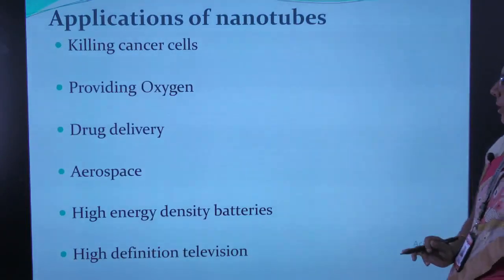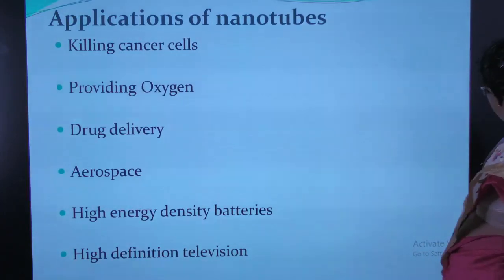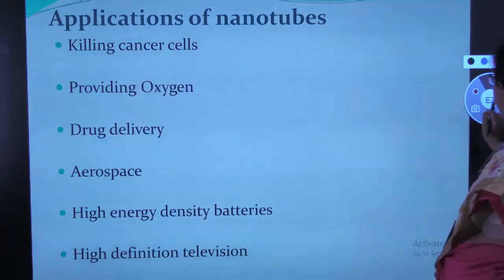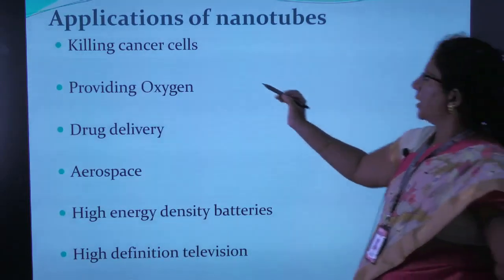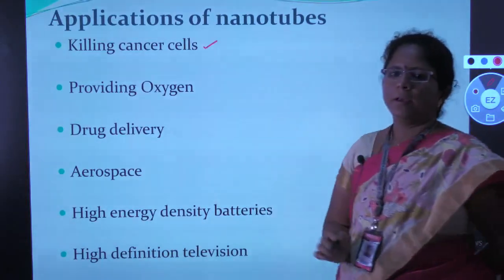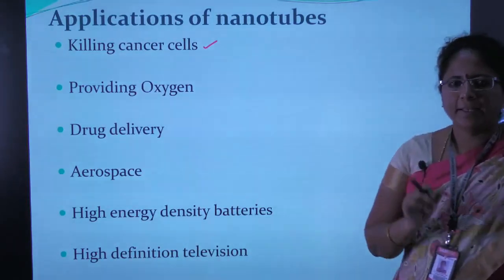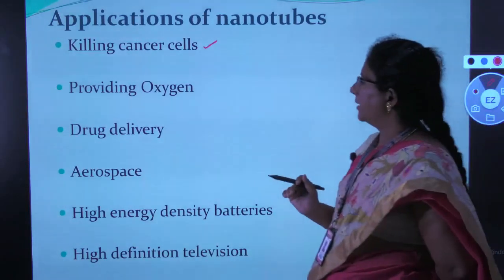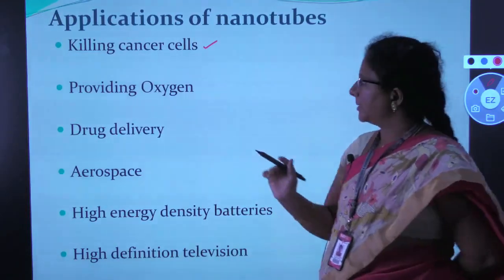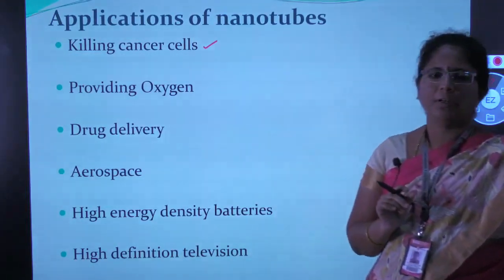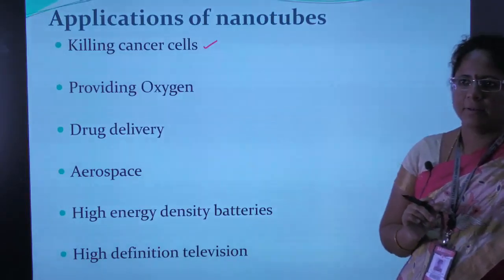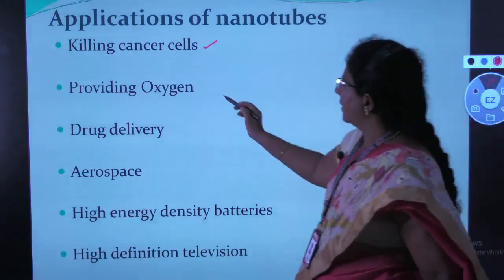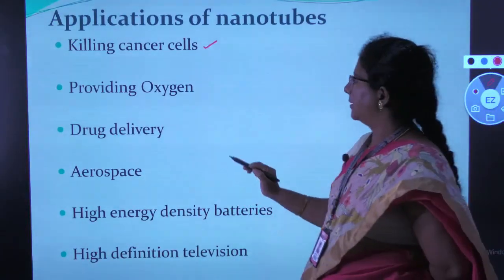Next, applications of nanomaterials. Especially here I will discuss the applications related to nanotubes. These nanotubes are useful in killing cancer cells. How? They will be designing a device which is capable of identifying the affected cancer cells. Why? This device would contain a small computer and a large number of binding sites so that the drug will be delivered to the affected cell and it kills the affected cancer cell.